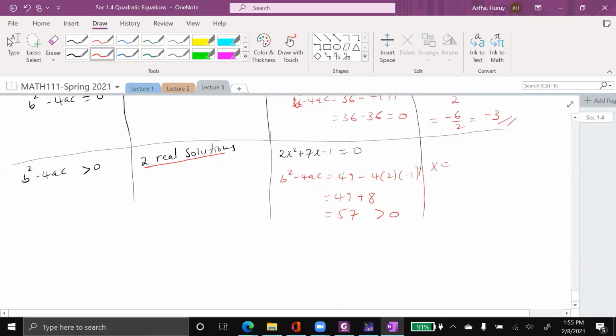And the solution to this equation becomes negative 7 plus or minus root 57 over 2 times a, which is 4. So we have negative 7 over 4 plus or minus root 57 over 4. Now here we have two real numbers. One is negative 7 over 4 plus root 57 over 4, and the other is negative 7 over 4 minus root 57 over 4. Okay.